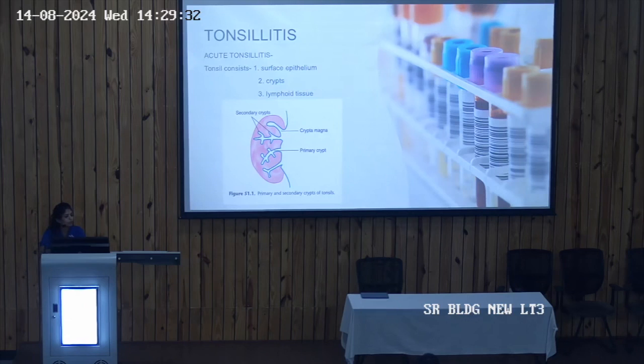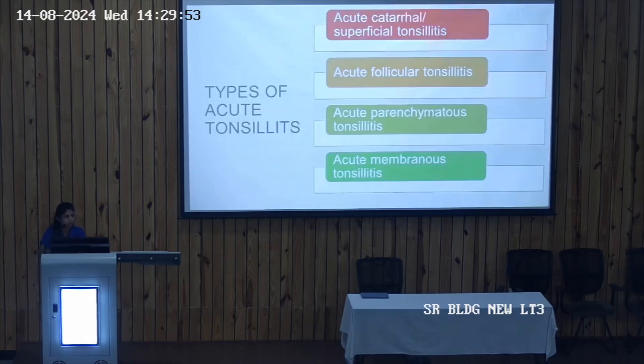Tonsil consists of surface epithelium. Then there are crypts and lymphoid tissue. There are two types of crypts, primary and secondary. At the beginning they are primary, and when the primary branches, those are the secondary crypts. And crypta magna is the first crypt, the most prominent, which you can see even while operating on tonsil patients.